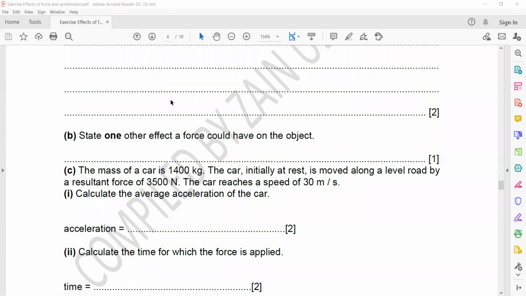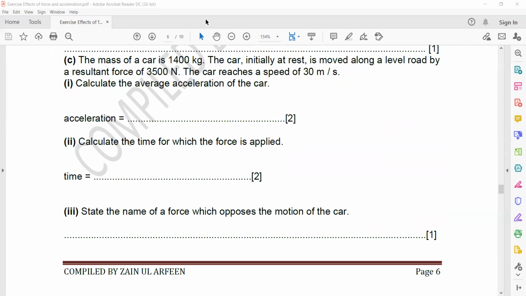In part C, the mass of a car is 1400. The car is initially at rest. So when something is at rest, the starting speed is 0. It is moved along a level road and a resultant force of 3500 is there. The car reaches a speed of 30 meters per second, so that's the final speed. So we have the force, we have the mass. Calculate the average acceleration. Total acceleration, final acceleration, initial acceleration, all have the same acceleration.